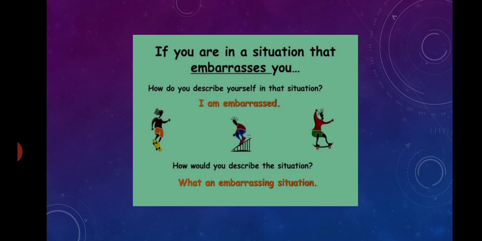Let's see another example. If you are in a situation that embarrasses you, how do you describe yourself in that situation? You may say, I'm embarrassed. Now, how would you describe the situation? Wow, what an embarrassing situation. As you can see, you're describing yourself, your state, as I'm embarrassed, ending in ed. But you're describing the situation with ing.